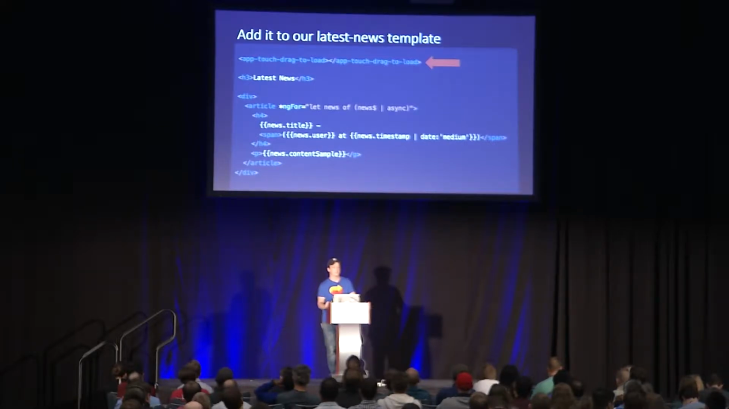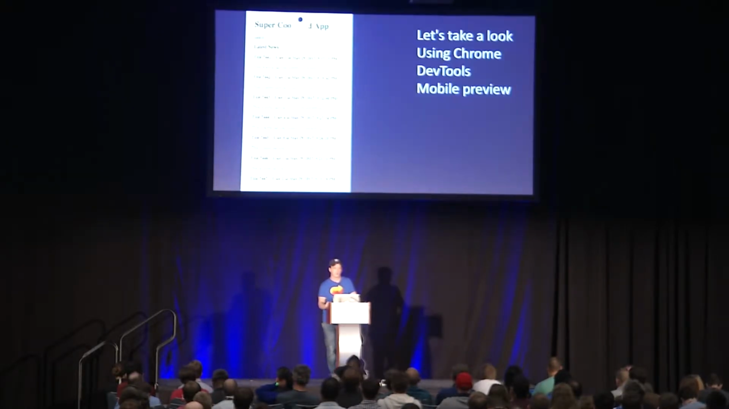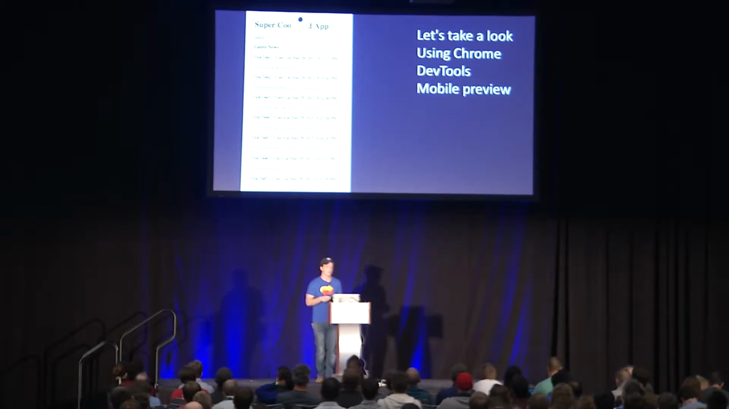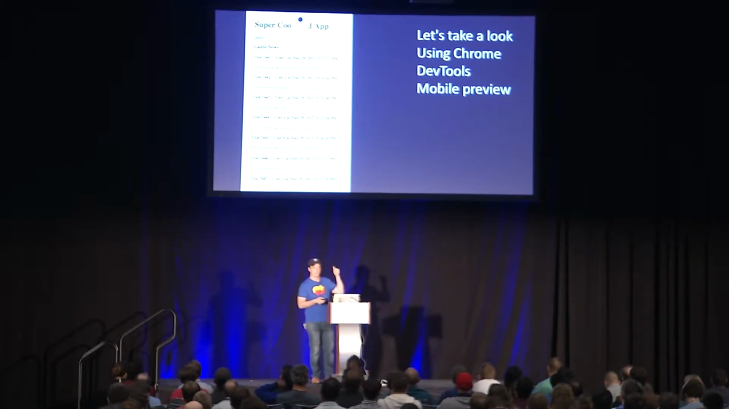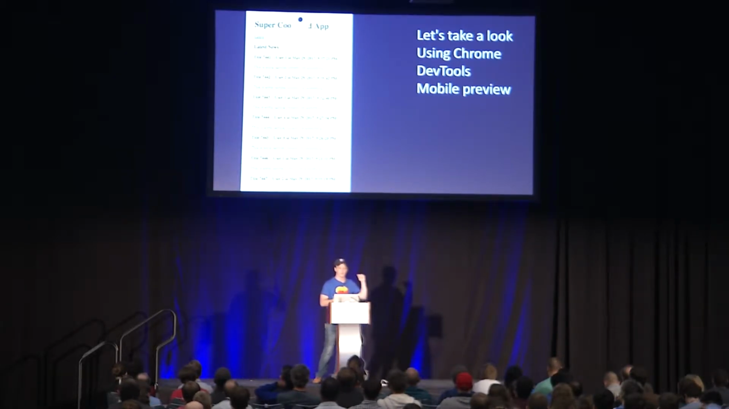The other thing we need to do is make sure we add our component to our latest news template, because I said we've got to use it there. Pretty straightforward. But let's look and see what it looks like. I'm using the Chrome DevTools mobile preview to get the screenshot here. And you can see that there's my component with my nice little round marker circle just hanging out at the top doing nothing, because that's exactly where I positioned it, at zero movement so far.